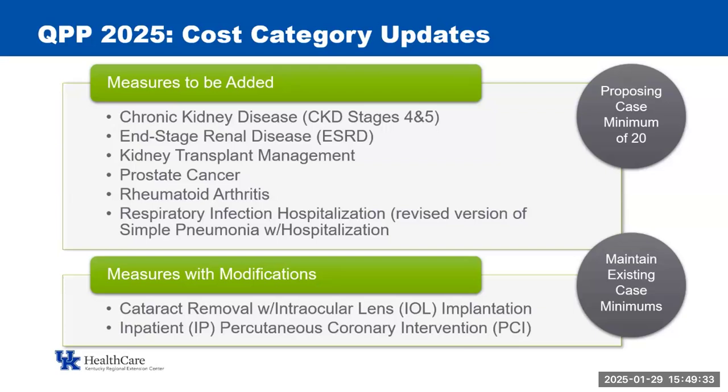Those range from chronic kidney disease and end-stage renal disease and kidney transplant management, prostate cancer, rheumatoid arthritis, all the way to respiratory infection hospitalization. This is that simple pneumonia measure that was removed a couple years ago and has been retooled to be a little bit more inclusive and outside of just the scope of pneumonia. They also made a couple modifications. They changed the name of a couple measures. One focused on cataract removal and intraocular lens implantation, and then inpatient PCI.